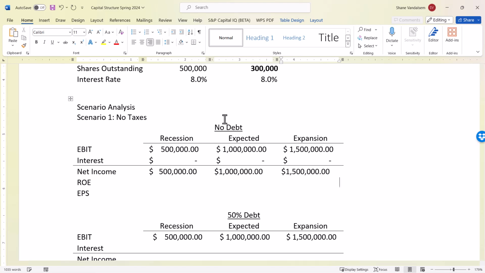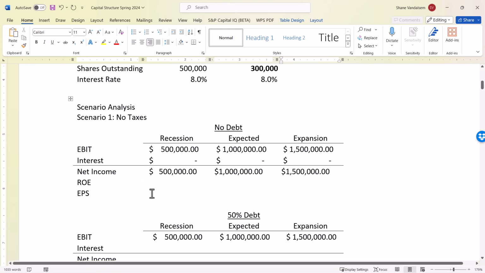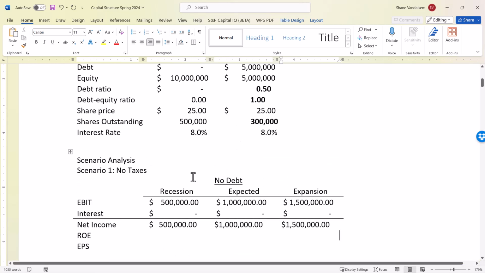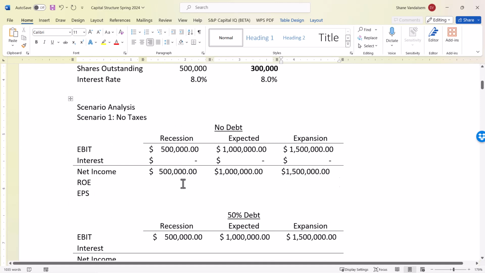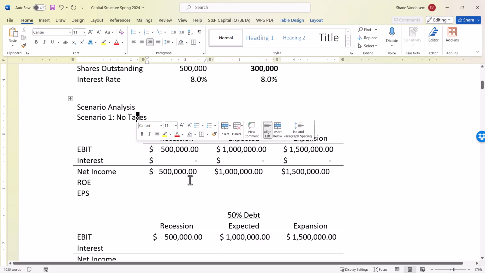Okay. The return on equity, or ROE, is going to be net income divided by the value of equity for the firm. So our value of equity up here is $10 million. So ROE in this case is going to be 500,000 divided by 10 million, and that's going to give us a 5% return on equity.